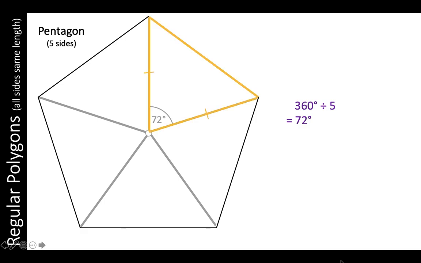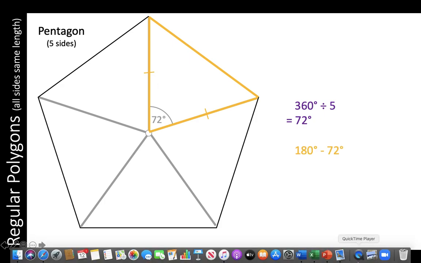I then want to focus your attention on that one triangle. I've put little markers in to indicate that those 2 sides have the same length. So that means that the angles opposite those 2 sides are also the same size. So this angle here, which is opposite this side, and this angle here, which is opposite that side, must be the same size. So 180 minus 72 is 108.